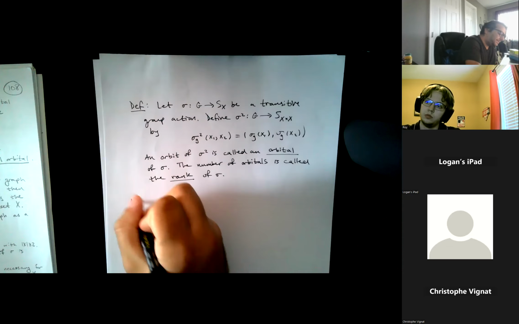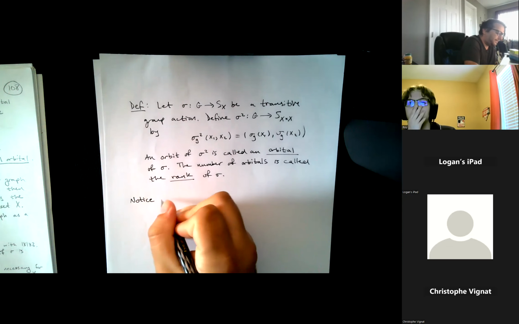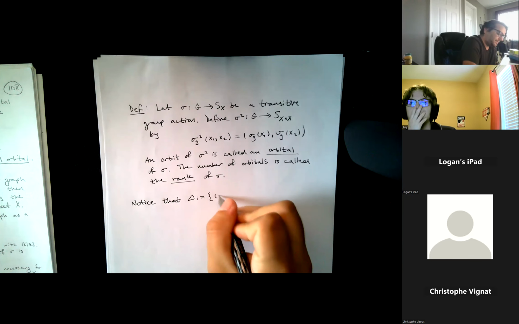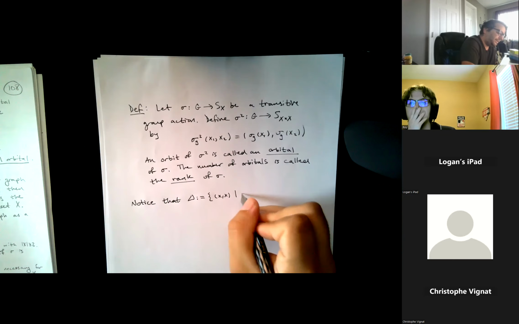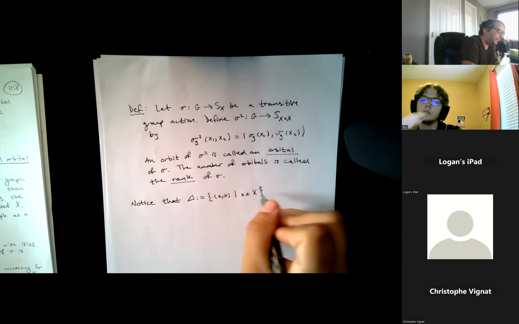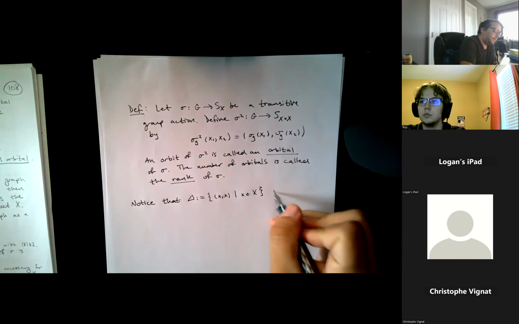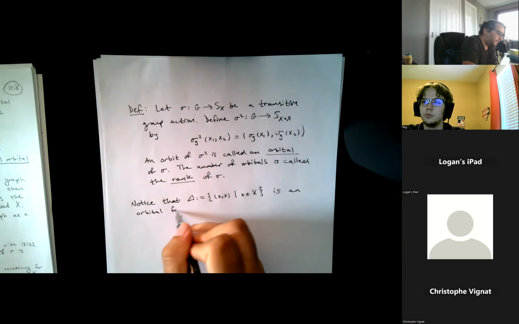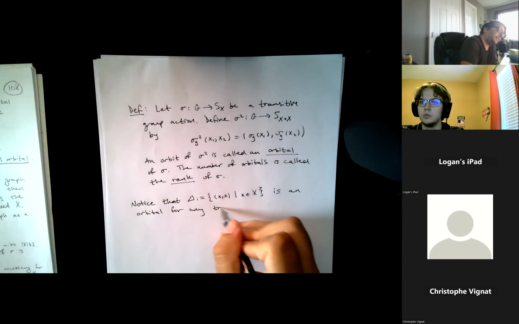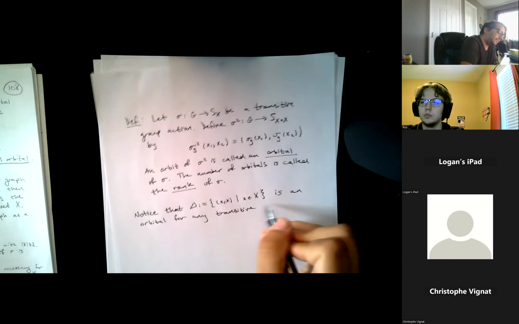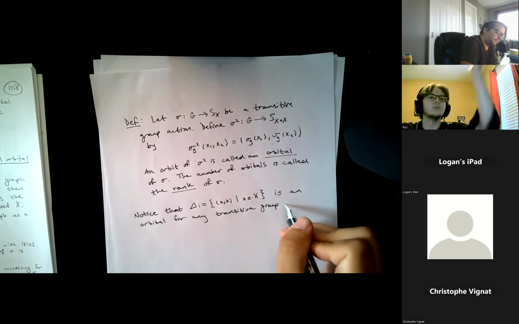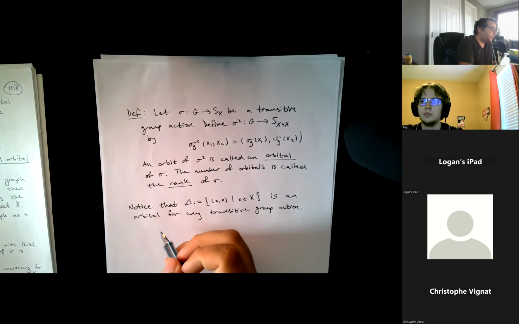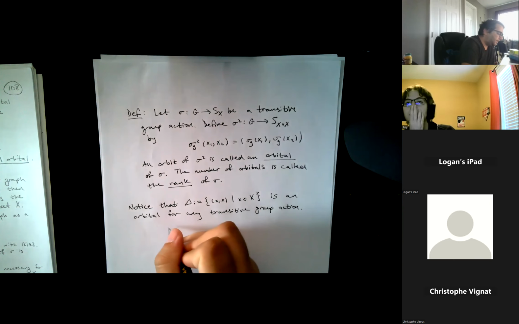Okay, so notice that delta, which is the set of all of these, well, you might call them diagonal elements, is an orbital for any transitive group action. That transitive property is important. So why is this the case?